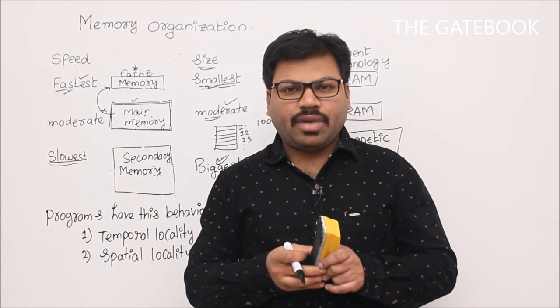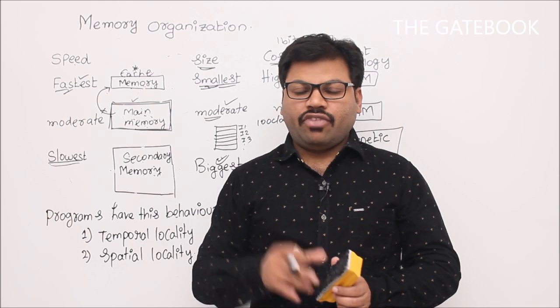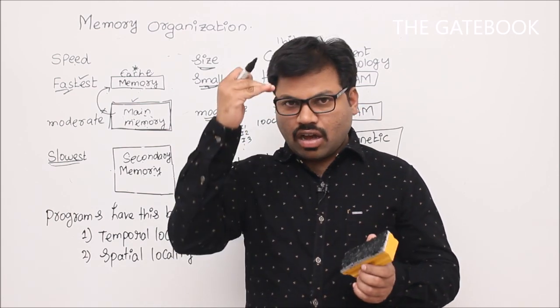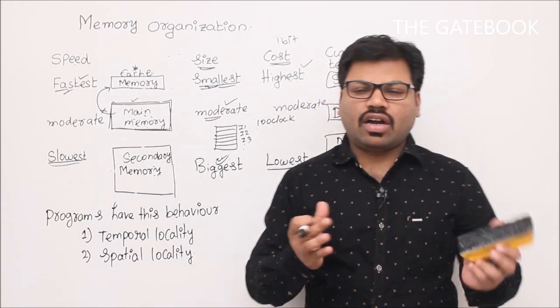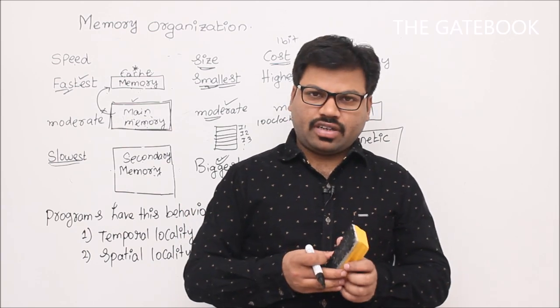Why we get benefit from the hierarchy, we will see. Now let me summarize what is going to happen. We have cache, we have main memory, we have secondary memory. We have to organize them. We will see how to organize them, so that we can get the maximum benefit.